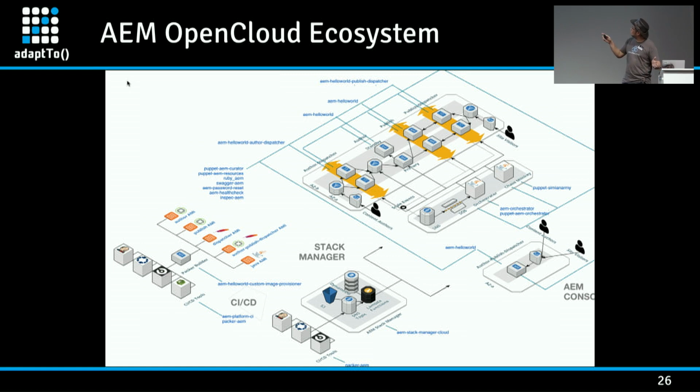So as a whole, the OpenCloud system looks like this. You have CI/CD tools that create machine images, and then the machine images are used to create the various environments. So you have the full set, could be many of them. You have consolidated environments, could be many of them. And the Stack Manager is used to manage all these environments.